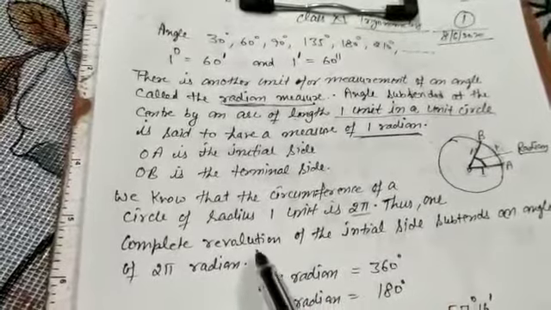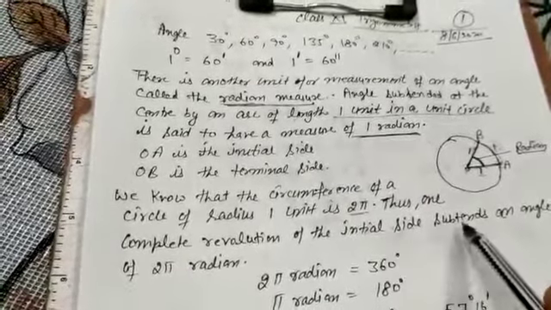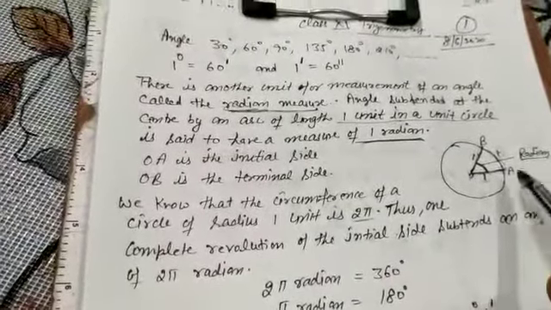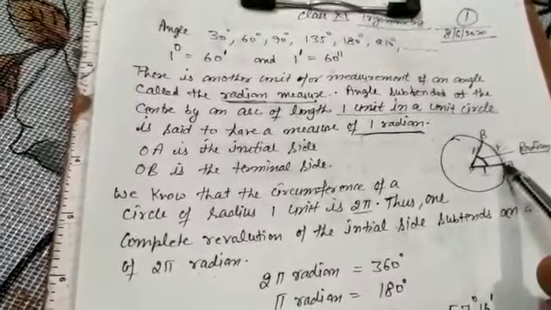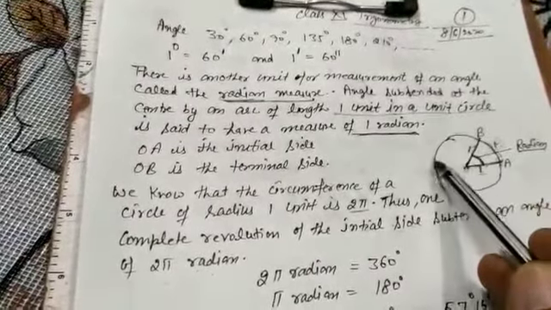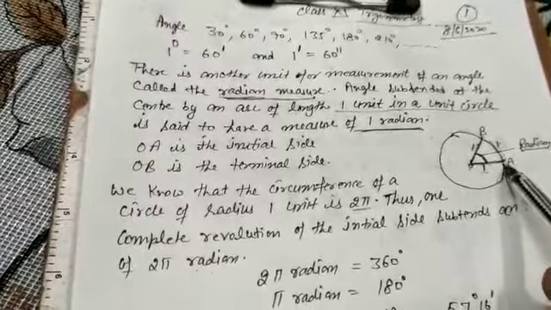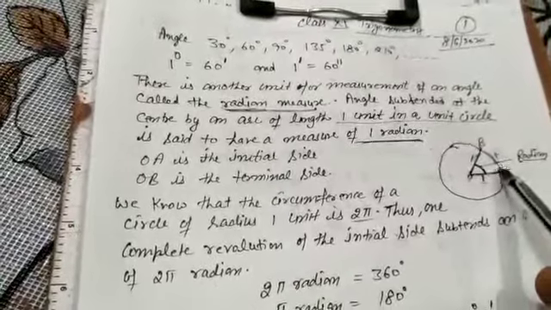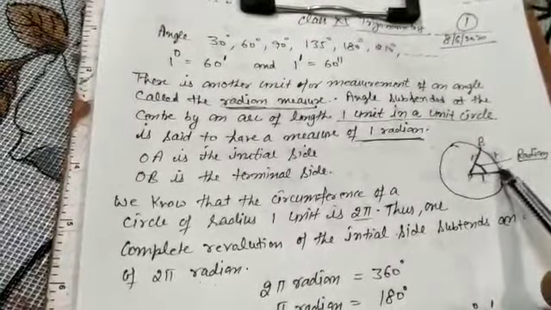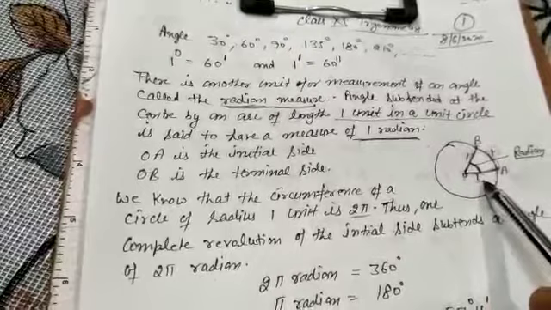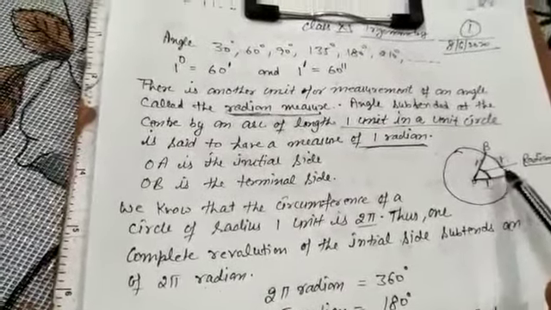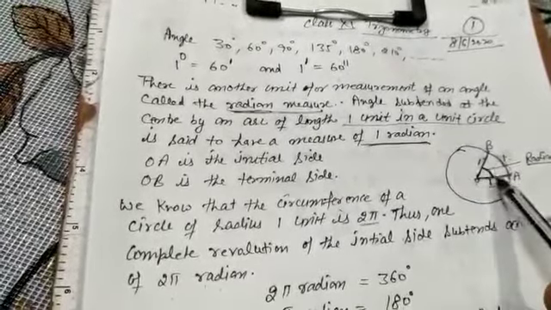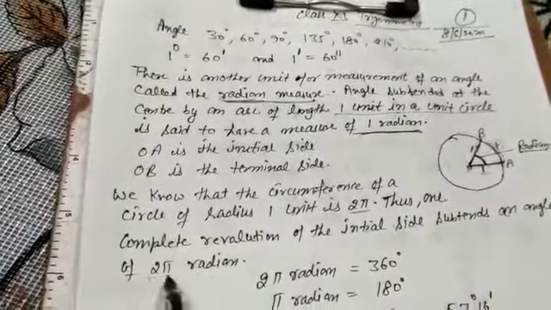Thus, 1 complete revolution of the initial side subtends an angle of 2 pi radian. It means when you rotate from OA, move a complete circle and reach again the point A, then you have 1 complete circle, and this complete circle has a circumference equal to 2 pi r. But in this case r is equal to 1, therefore its circumference becomes equal to 2 pi, which is equal to the angle made at the center. So it is called 2 pi.